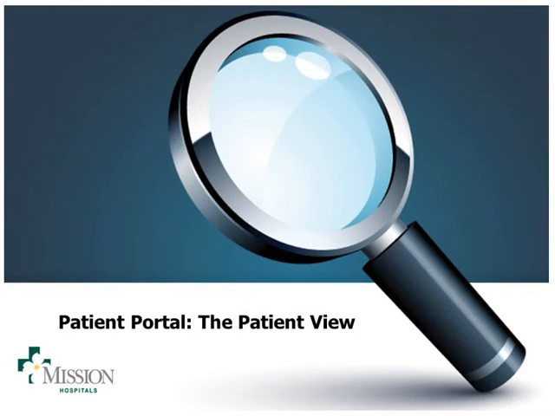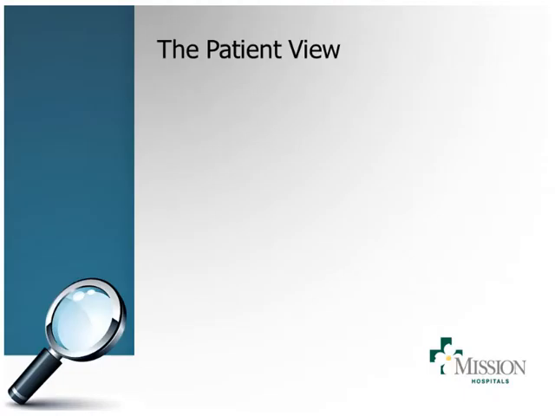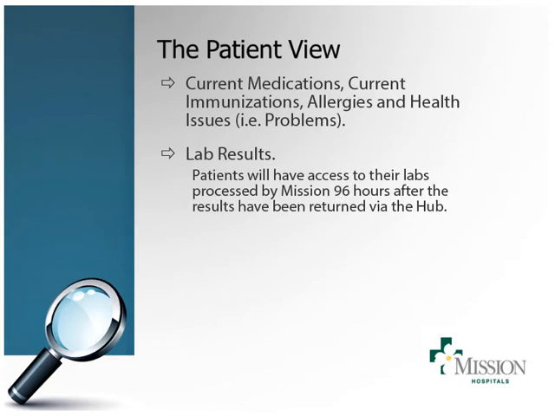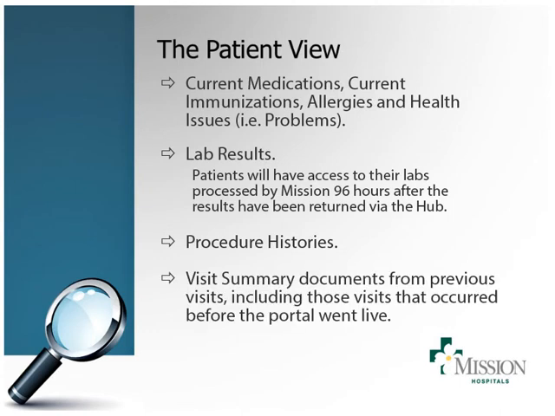What can patients see and do on the portal is a frequently asked question. When viewing their health record, a patient can see current medications, current immunizations, allergies, and health issues such as problems. Lab results. Patients will have access to their labs processed by Mission 96 hours after the results have been returned via the hub. Procedure histories, and visit summary documents from previous visits, including those visits that occurred before the patient portal went live.